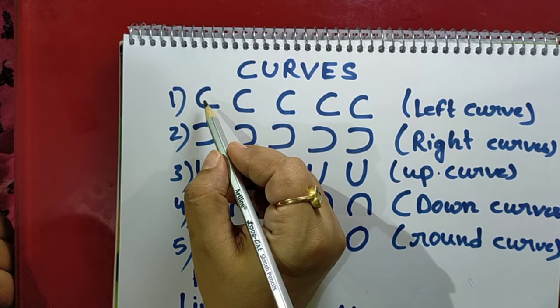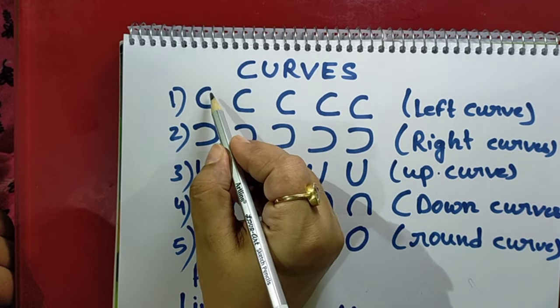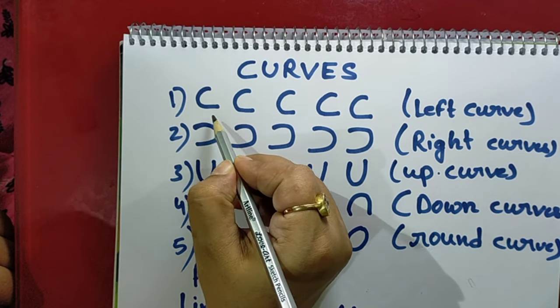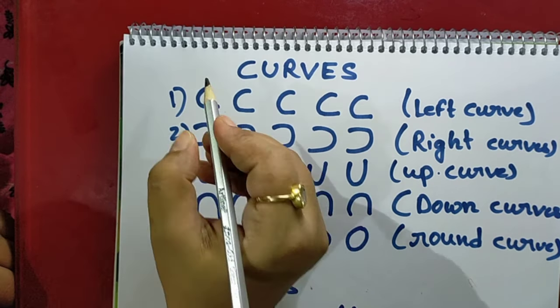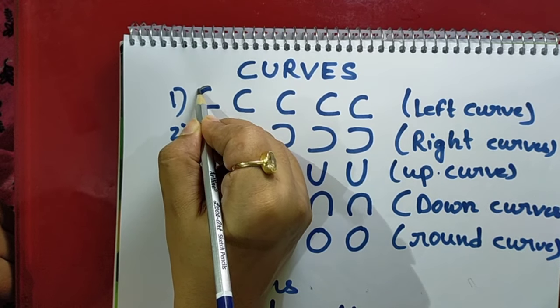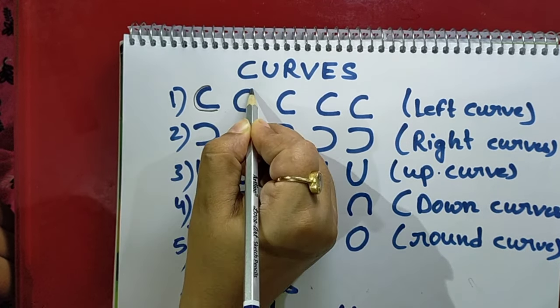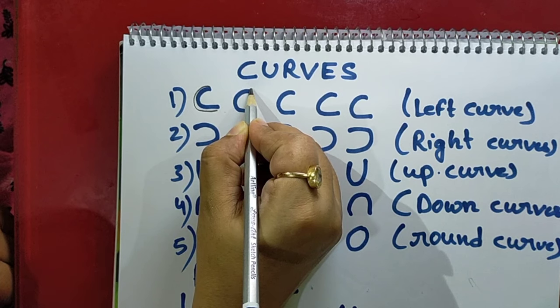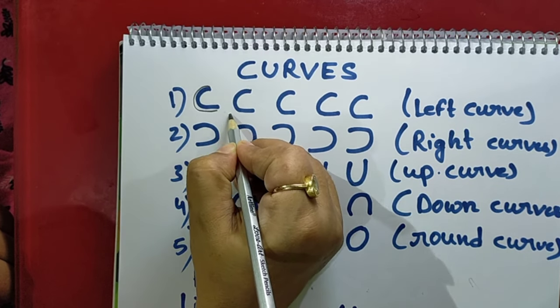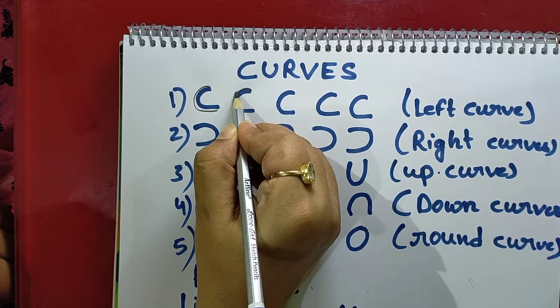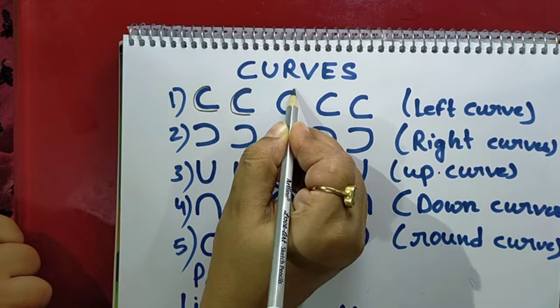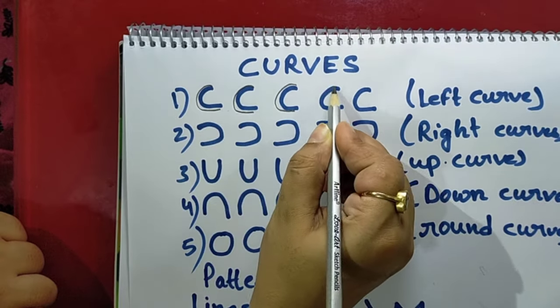Left curve starts from the top and goes slightly round towards the left and stops. Okay, like this. Start from the top, slightly round towards left and stop. Like this.